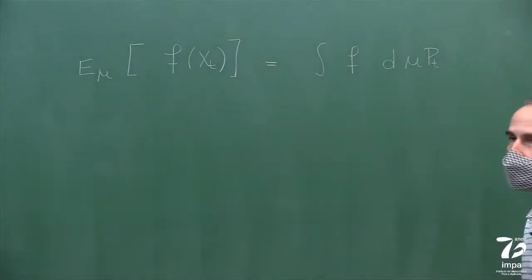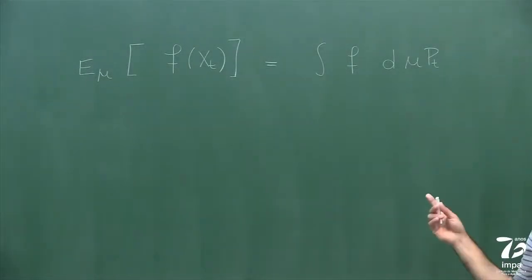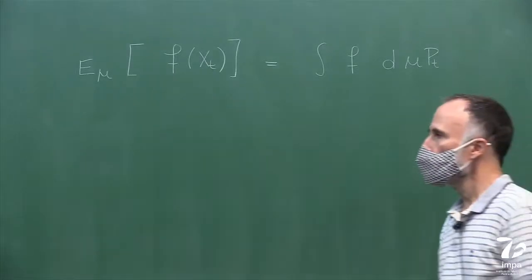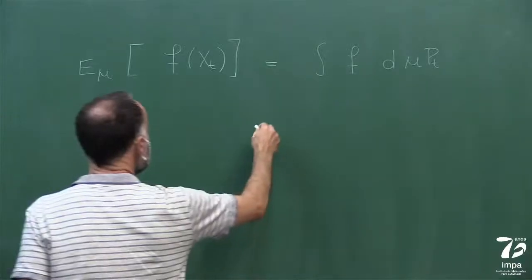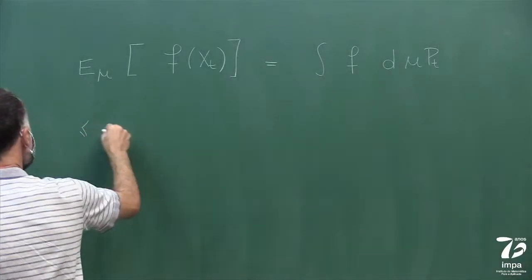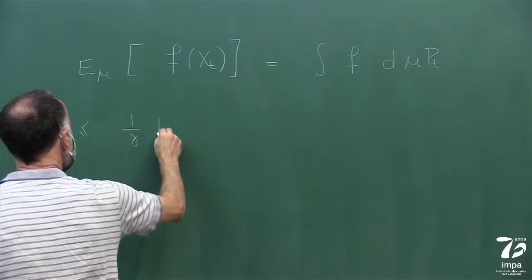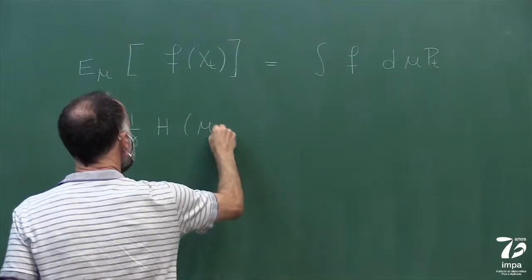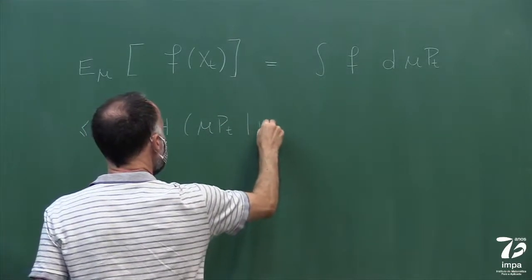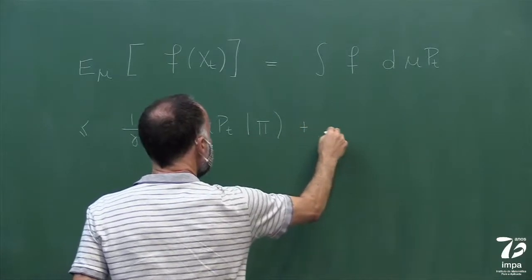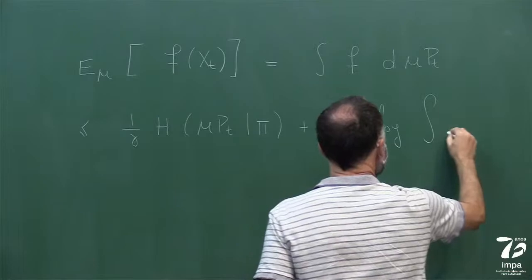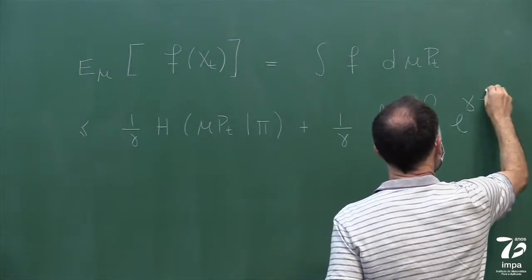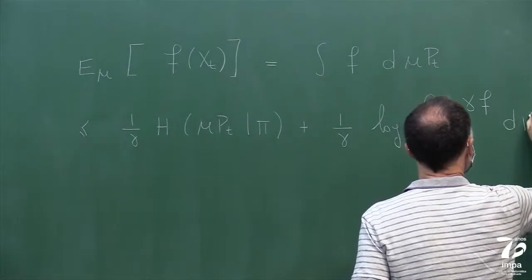Now I can use the entropy inequality in order to do that. I just look at the entropy inequality, and this tells me that this is bounded by 1 over gamma times the entropy of mu_t with respect to pi, plus 1 over gamma times the log of the expectation of the exponential of gamma f with respect to pi.